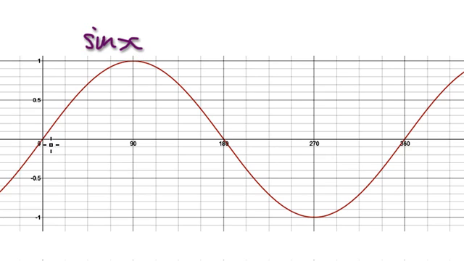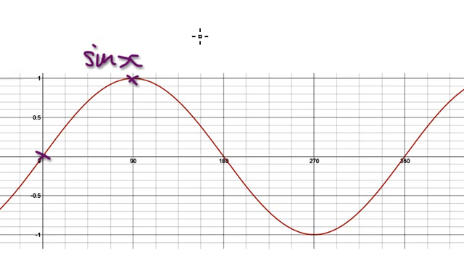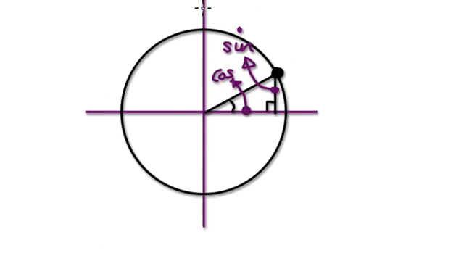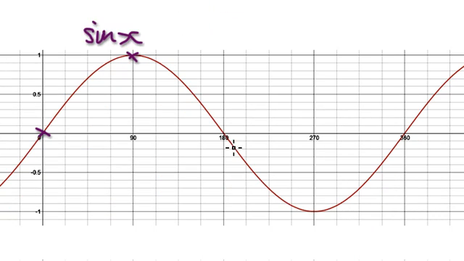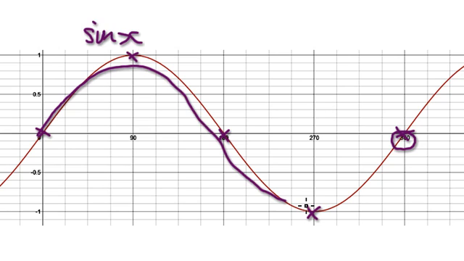Okay, sine of x. When it's at 0 degrees, the height would be 0. When it's at 90 degrees, the height will be 1. When it's 180, the height would be 0. Okay, 270, it would be negative 1, and back to the start. 360 is the same as 0 degrees. So you have a sine graph looking like this.